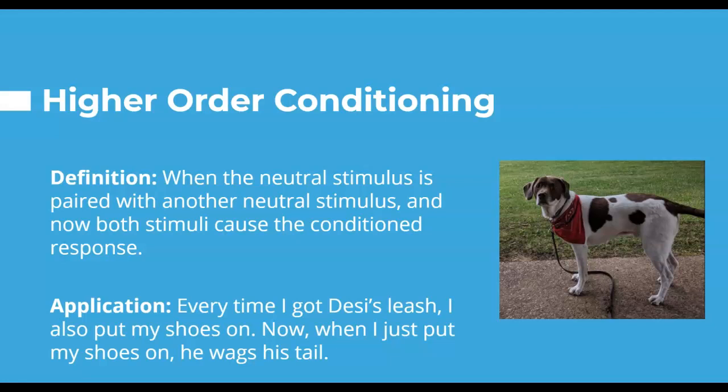So higher order conditioning is when the neutral stimulus is paired with another neutral stimulus, and now both of those stimuli cause the conditioned response. So if I apply that to this example, every time I got Desi's leash, I also put my shoes on. Now when I just put my shoes on, he wags his tail. So he is wagging his tail, that conditioned response, when I get his leash and when I put his shoes on. So there's two conditioned stimuli now. All right, take a minute, check your own answer. Feel free to pause here if you need to, but we're going to move on.